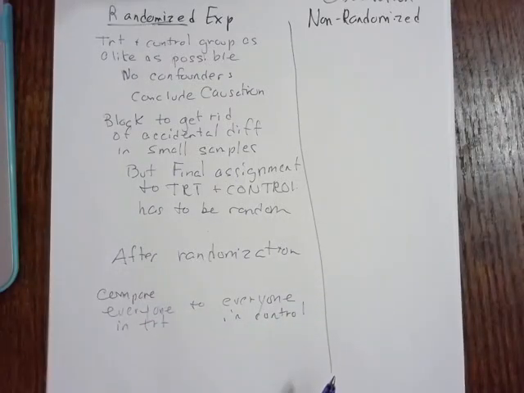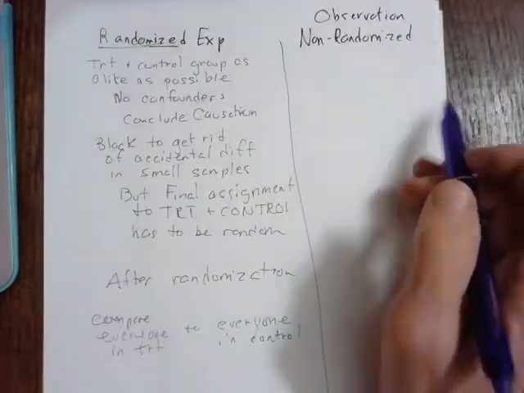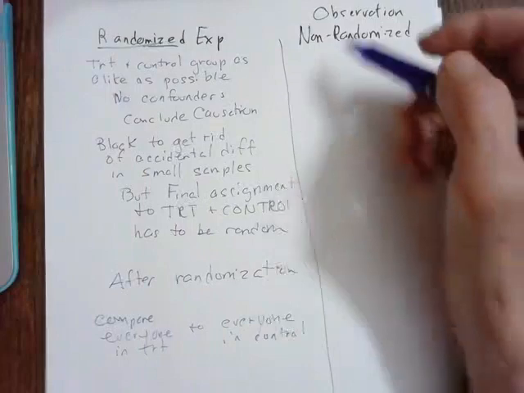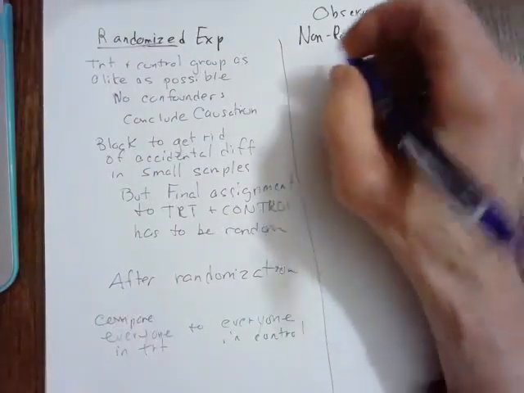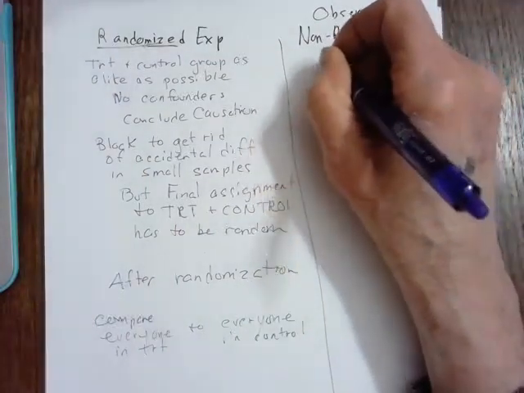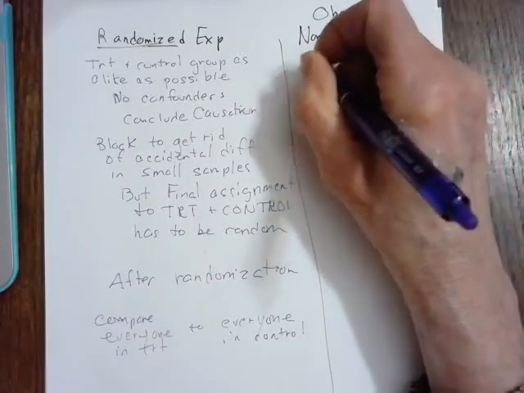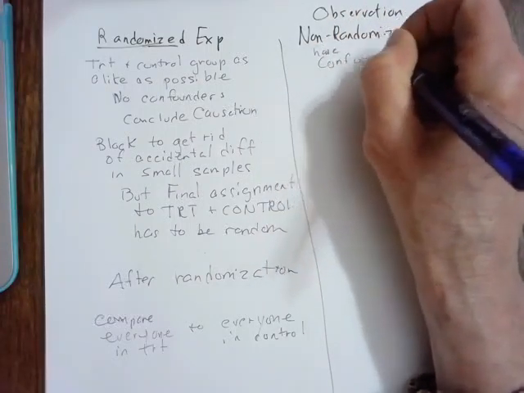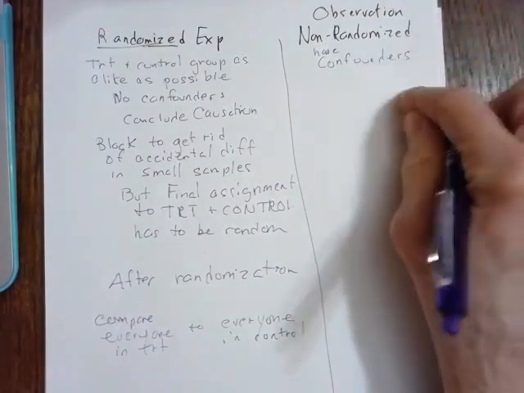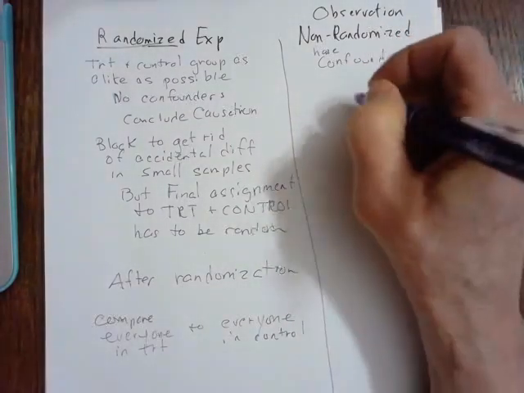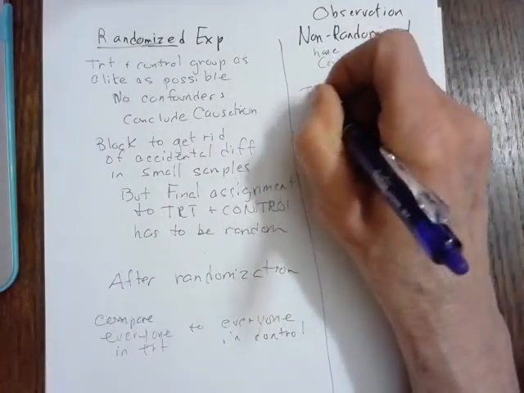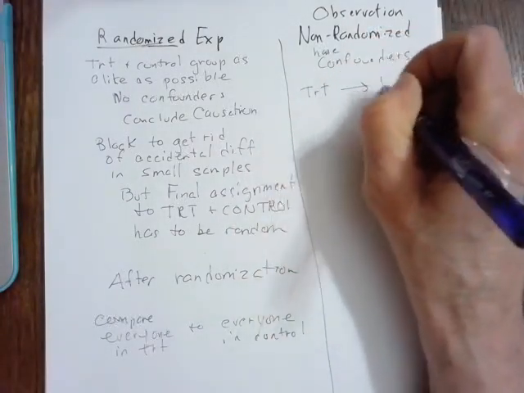And then with the observational, they start off different to begin with. They choose themselves into these two groups. So there's always confounders, because there's systematic differences between the two groups. They're bound to be different in lots of ways. And the problem is, you don't know what's causing what. You don't know if the treatment is causing a response.